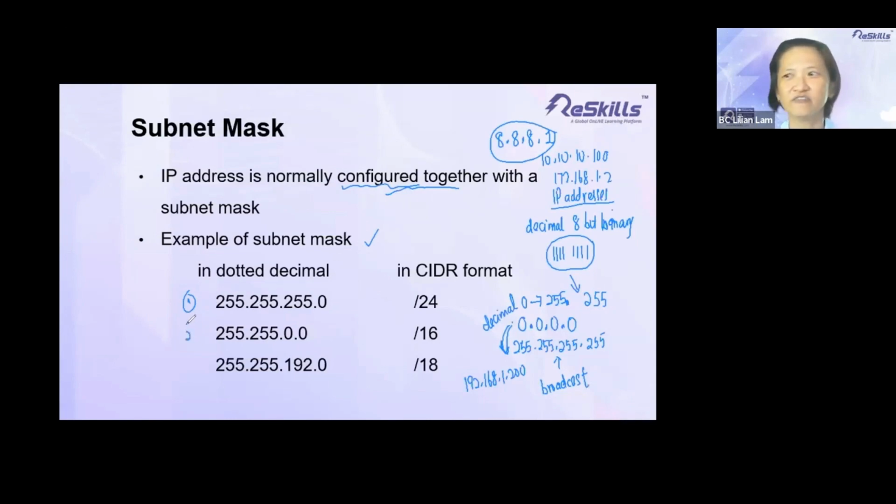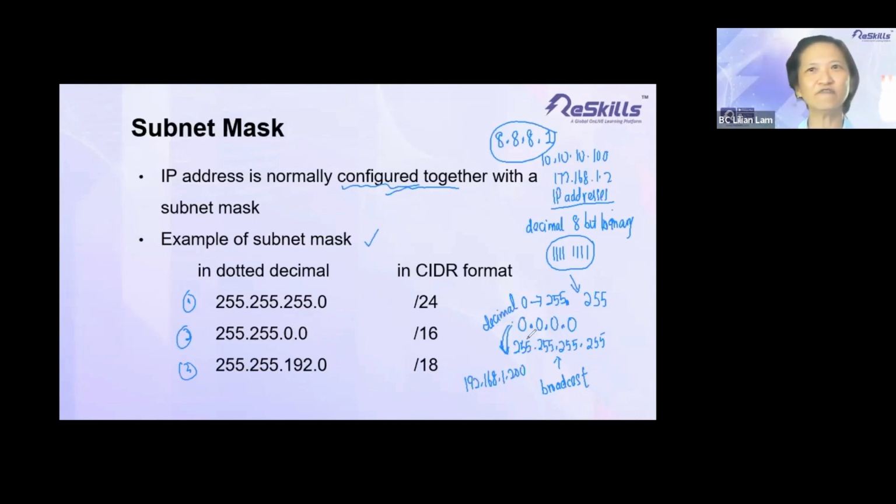But this is a 1, 2, 3 example. So 255.255.255.0, 255.255.0.0, 255.255.192.0. What does that mean? Looks so weird, right? Starts off with 255.